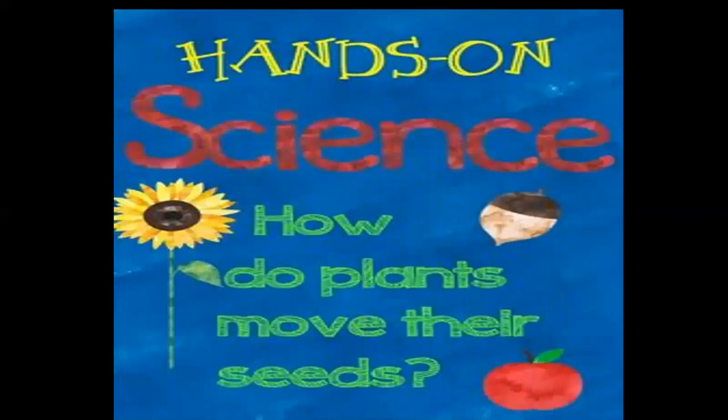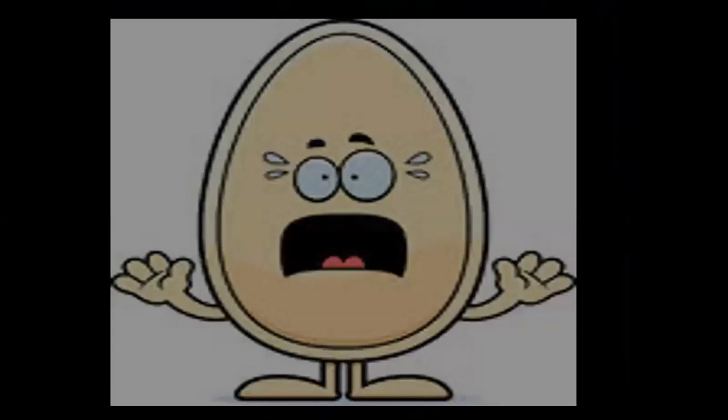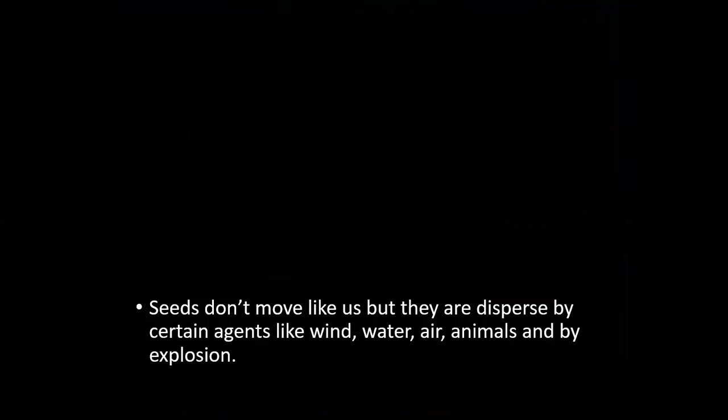Now, you must be thinking, what is dispersal? Dispersal means moving or scattering. Now, how do plants move their seeds, or how do seeds move? If I say the seeds move like us, they have legs like us, will you believe me? Nah, you will not. Seeds don't move like us because they don't have legs, but they are dispersed, they are scattered from one place to another by certain agents like wind, water, air, animals, or by explosion.